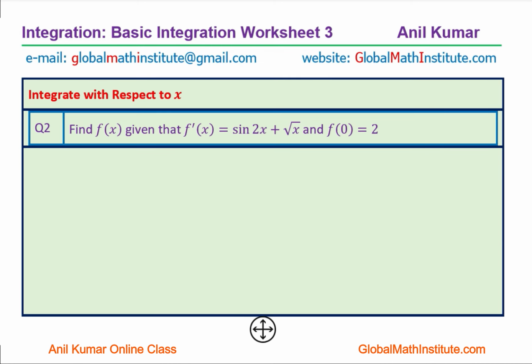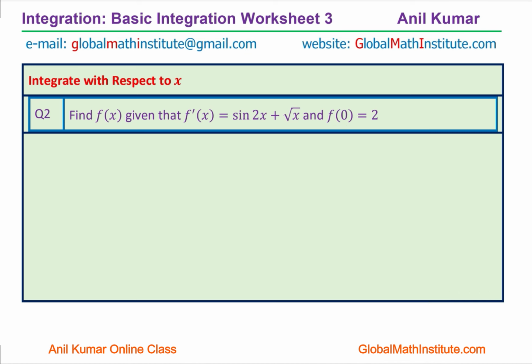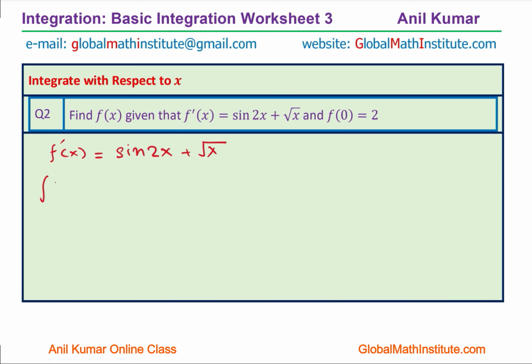Now, let's solve question number 2, which is given to us as: find f of x given that the derivative of the function is sine 2x plus square root x and f of 0 is 2. So we are given that the derivative of the function is sine 2x plus square root of x. So if I find the integral of the derivative, I'll get my function, right? Integral with respect to x.